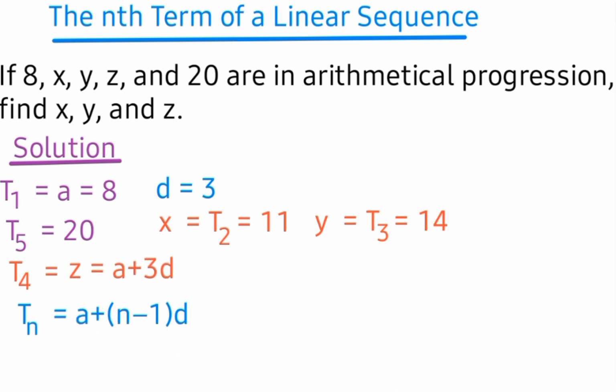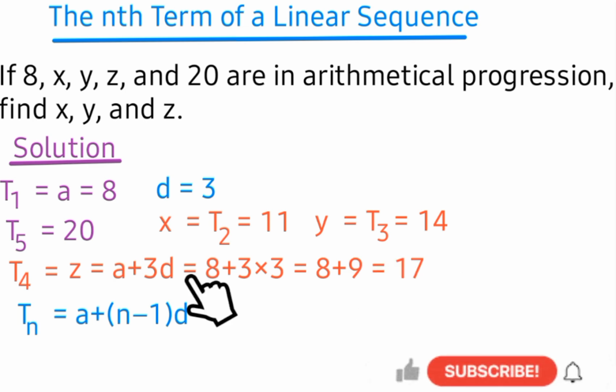Let's fix the values of A and D into this formula. Z will be equal to A, and the A value is 8, plus 3 multiplied by D. The D value is 3. 3 multiplied by 3 is 9. 8 plus 9 gives 17. Therefore, the Z value is 17.